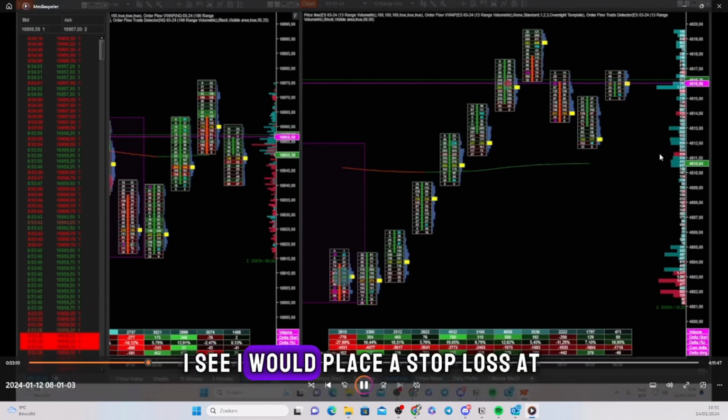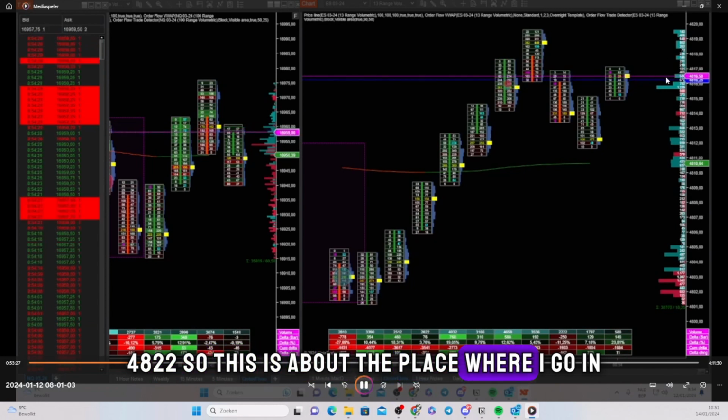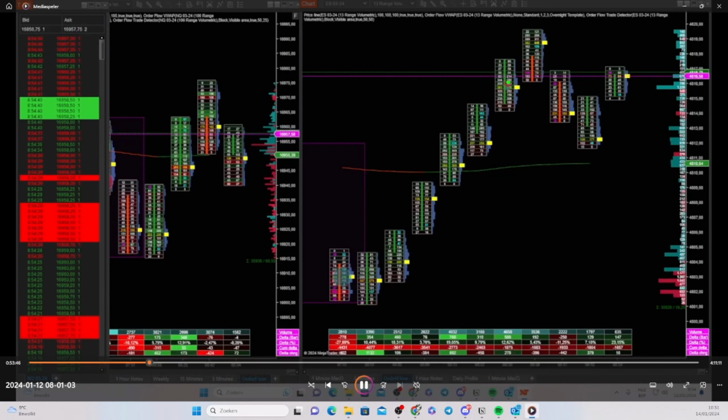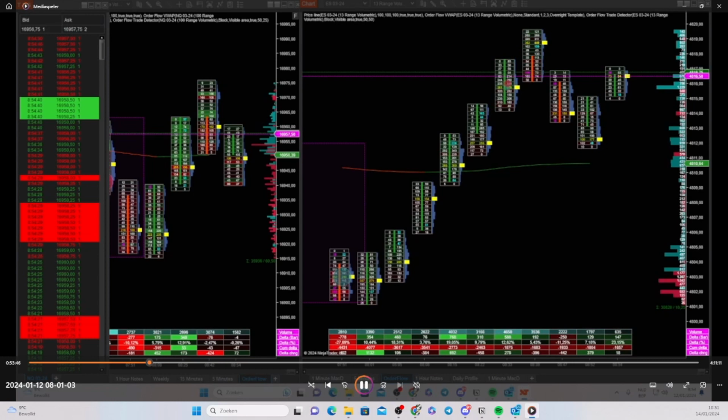I see I would place a stop loss at 4822. So this is about the place where I go in. So this is the point where my decision is formed. So price has been pushing up here. We see NQ going down.